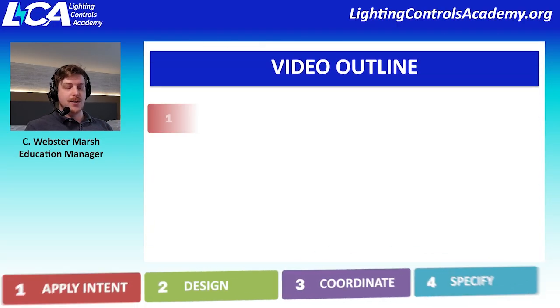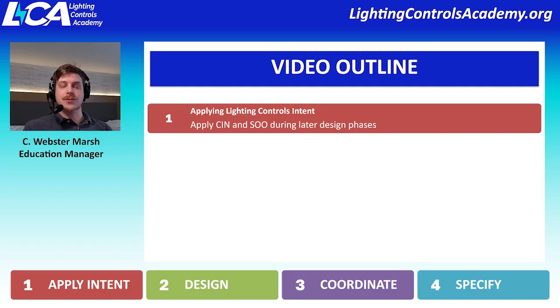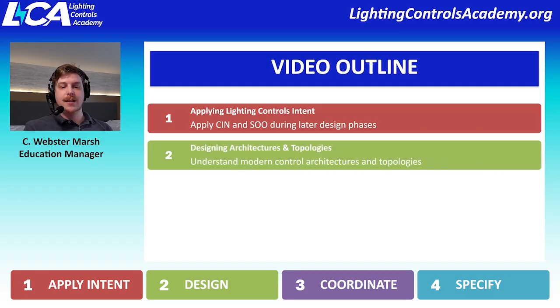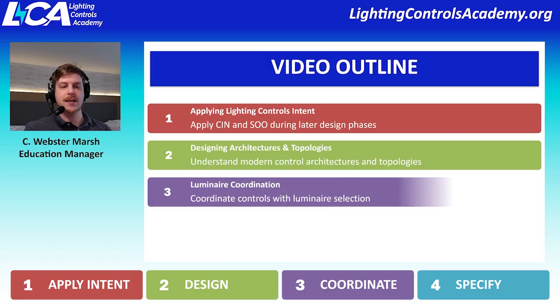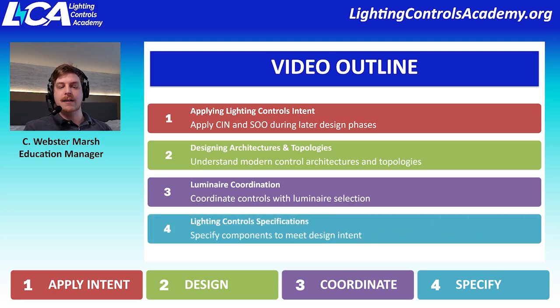Part 2 is about planning and coordination, and so what does that mean? That means we are going to first talk about how you take those control intent narratives and sequences of operations and apply them to your design and continue to manage them throughout the process. We're also going to talk about modern architecture and topologies and how those affect modern lighting controls design. We're going to go over how to coordinate your lighting control system with the luminaires that are being selected for the project, or vice versa. And finally, we're going to go over proper specification and documentation procedures, what you might want to keep in mind when you are finalizing your construction documents and getting prepared for construction administration.